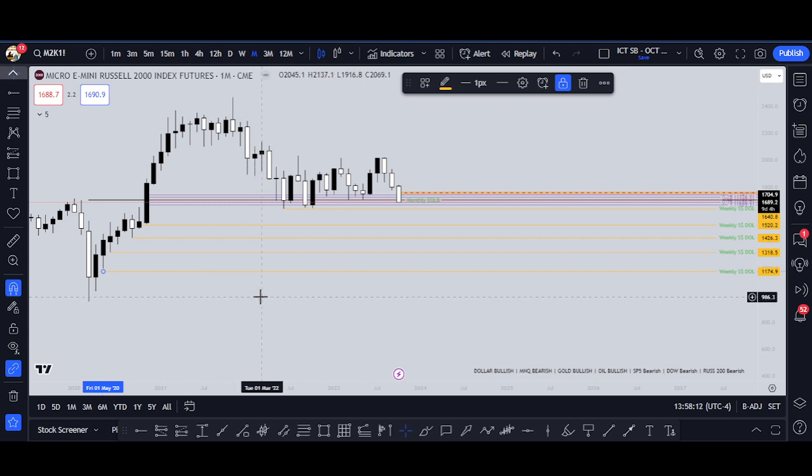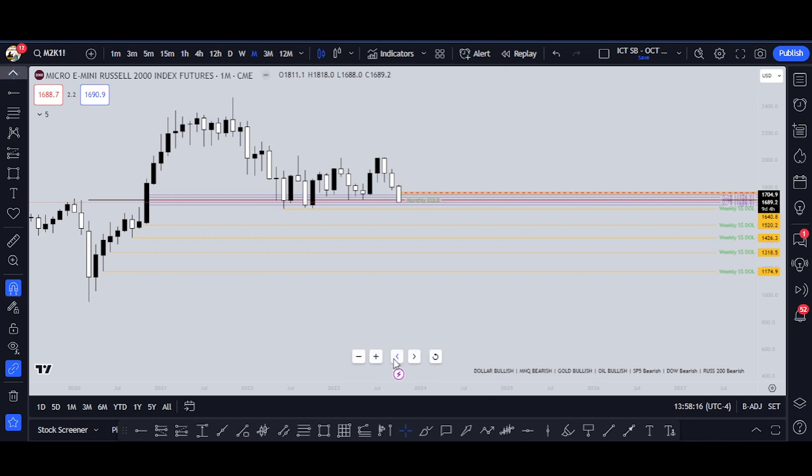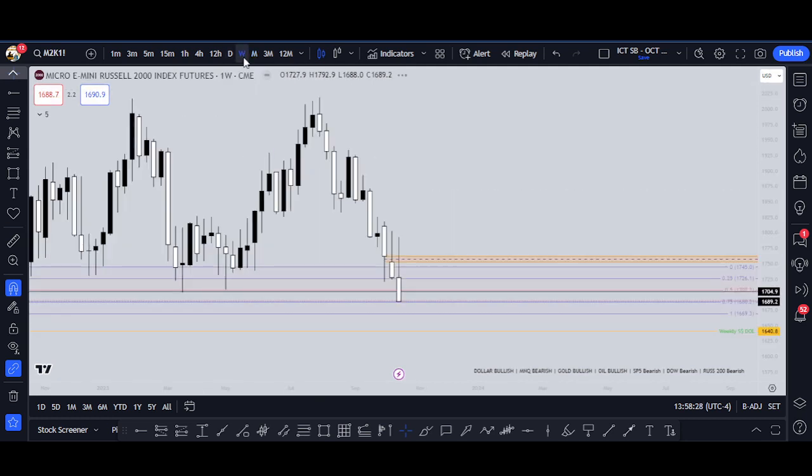Yeah, 1704 and 90 cents. All right, so we are in discount. So I am expecting any of these draws on liquidity to be taken out before we head higher. All right, but I am bearish. Let's take a look at the weekly. Last week's candle took out the previous week's low, all right? So automatically I'm bearish, looking for those various draws on liquidity to be taken out.